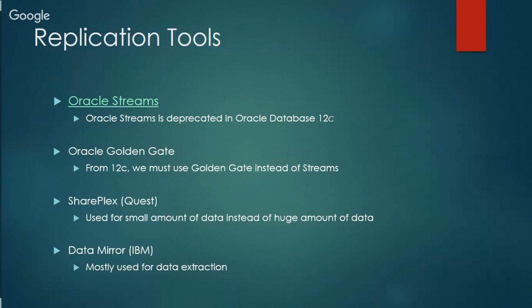Now, these are the four replication tools which are competing at the top level right now in the market. I think we can remove the first one, Oracle Streams, because that is completely deprecated. So three replication tools are ruling the market: Golden Gate, SharePlex, Data Mirror. Of course, there are more, and depending on the client, what license they want to use, they purchase the replication tools. Now, out of all these, Oracle Golden Gate is ruling the market.